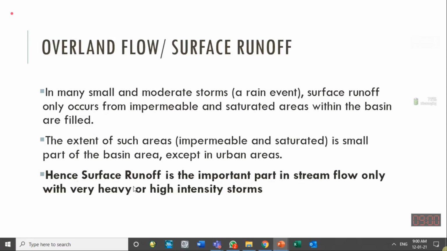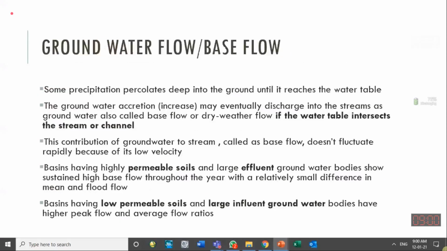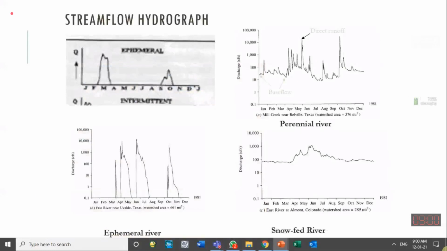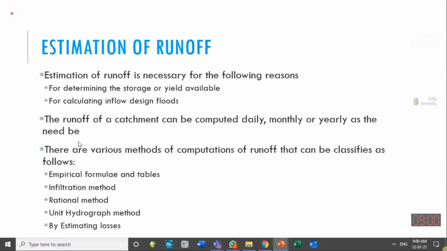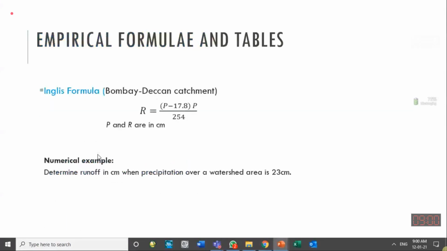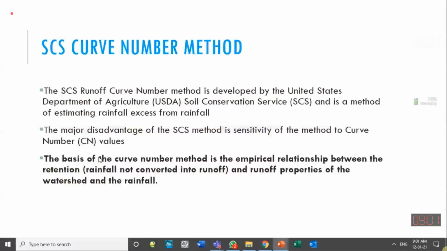Hence, surface runoff is an important part of stream flow. That is one part of the runoff. Stream flow is runoff, and surface runoff is a component of that. So make sure of it, and I stop it over here. Similarly, we will describe interflow, then groundwater, and then different methods to estimate it, the factors affecting it, and then estimation. So we will try to go through this today.